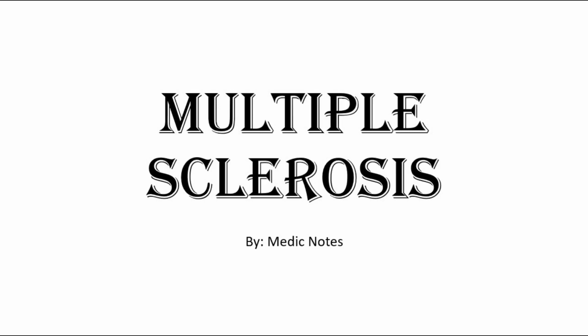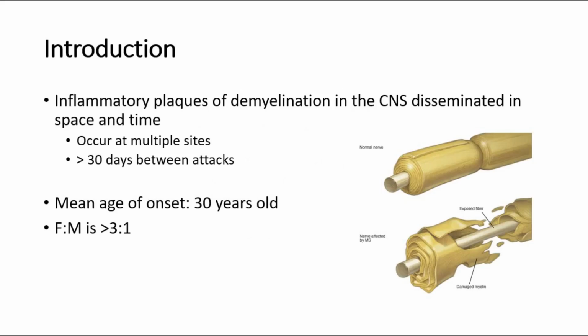This video will be on multiple sclerosis. Multiple sclerosis is a potentially disabling disease of the brain and spinal cord. It occurs when there are inflammatory plaques of demyelination in the central nervous system, which consists of the brain and spinal cord. And it is disseminated in space and time, which means that it occurs at multiple sites, and there are usually 30 days or more between the attacks.